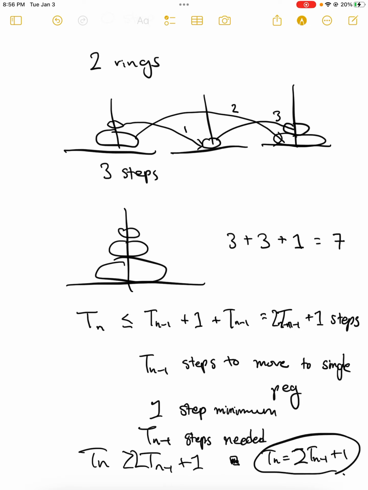So this is our recursive solution to the Hanoi problem. The number of steps to take for n rings is 2 times the steps for the smaller rings' movement, plus 1 step, as you need to move that largest ring to another peg.